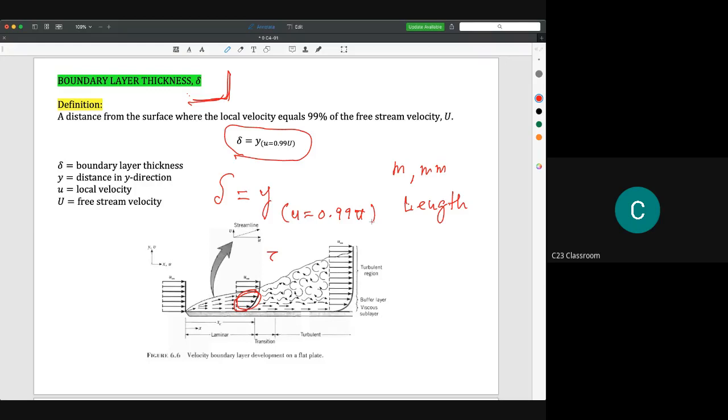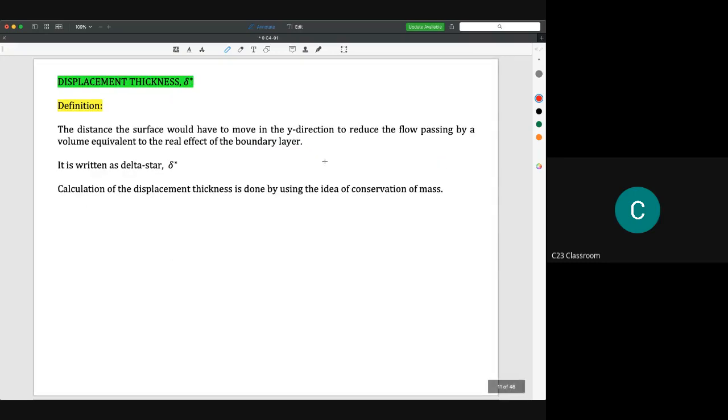Because the mathematical expression of boundary layer thickness is very simple, it is just the value on the y-axis, we cannot calculate the boundary layer thickness straight away. So we need to use a few equations to calculate the boundary layer thickness. Okay, so next, to develop equations for boundary layer, first we need to know another two parameters, which are displacement thickness and momentum thickness.